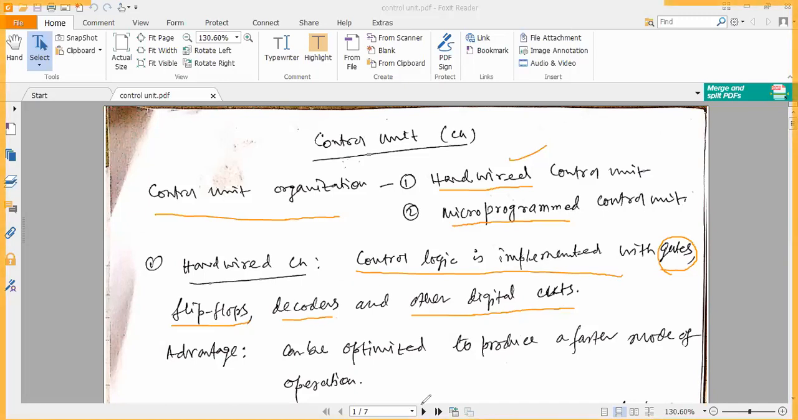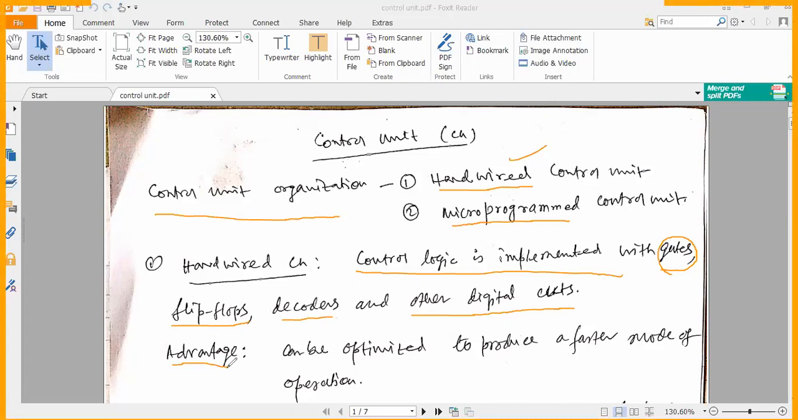Okay. So what is the advantage? The advantage is that here you can optimize to produce a faster mode of operation. This is much faster because it is directly connected. There is just a little bit of propagation delay of the device, nothing more than that. There are not lots of steps, so few steps are there, so this is faster.